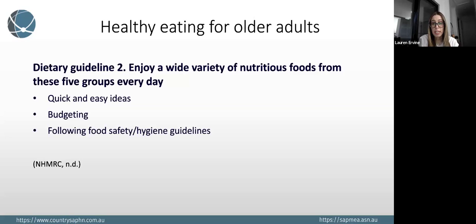We always have to look at their barriers and try to find ways within that to support them during this period, because we do know that their nutrition status will have a direct impact on their health outcomes and quality of life. And then also following food safety and hygiene guidelines.